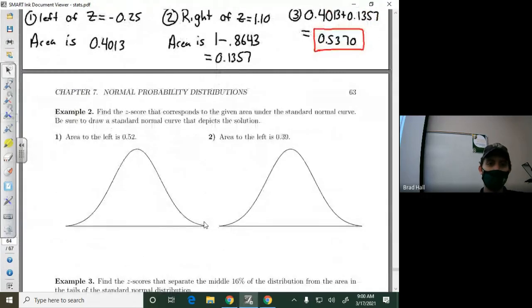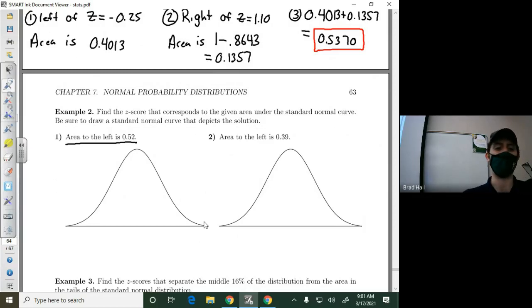All right, let's move on to example 2, which now says find the z-score. Not find the area, but find the z-score that corresponds to the given region. So we're not given a z-score. We're going to be reading the table in reverse. So they're giving us the area and we have to find the z-score. They're telling us area to the left, which is good because we don't have to complement.